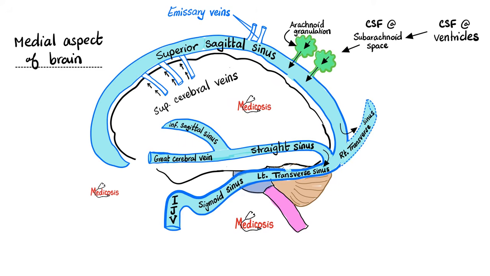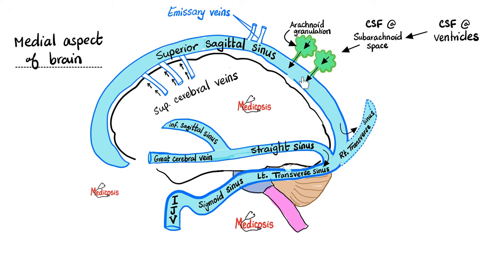After all of this, who's going to drain the cerebrospinal fluid? Arachnoid granulations. They will drain the cerebrospinal fluid that's in the subarachnoid space, which came from the cerebrospinal fluid of the ventricles, which came from the ependymal cells that line the choroid plexus that invaded the ventricles. Now we are in the arachnoid granulations.